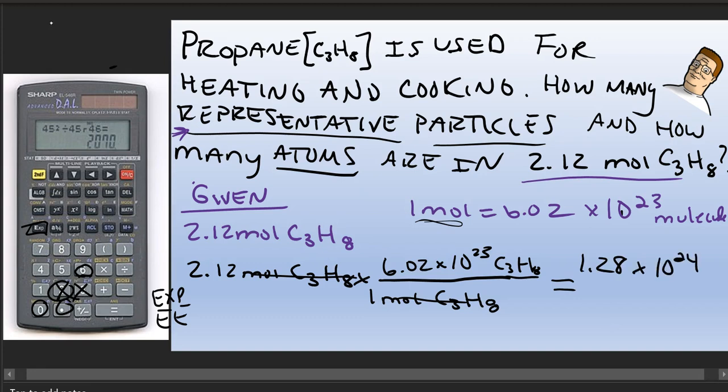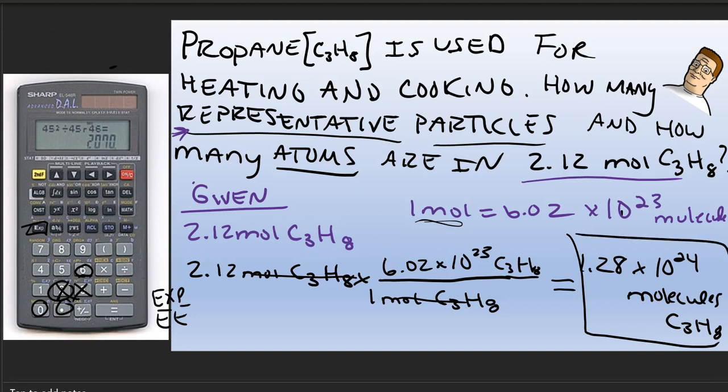You need to make sure that you're putting this in a calculator so that you're doing it right. And that will be molecules of propane. That's answer A. Put a box around your answer so I can find it. Because if I have to look for it, I'm not going to.